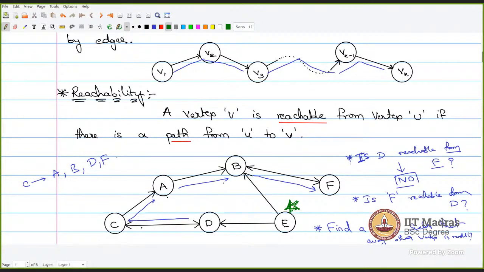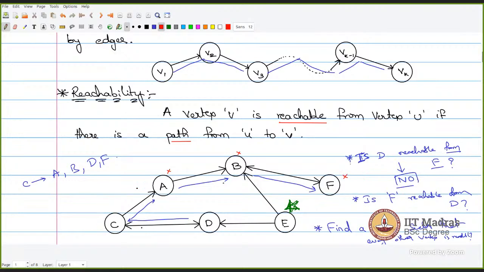Okay. From A, we can go to B, and from B you can go to F. That's it. So you cannot travel to D, C, and E. A is also ruled out. So B, A, F are ruled out.